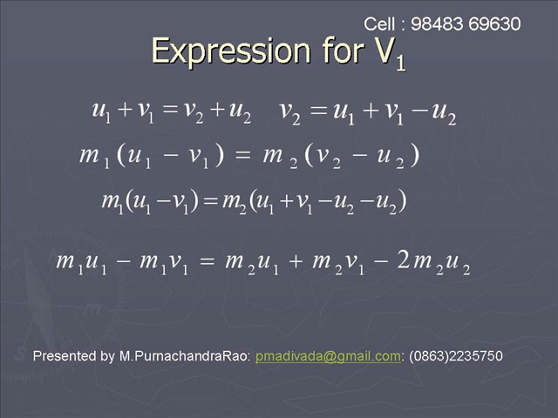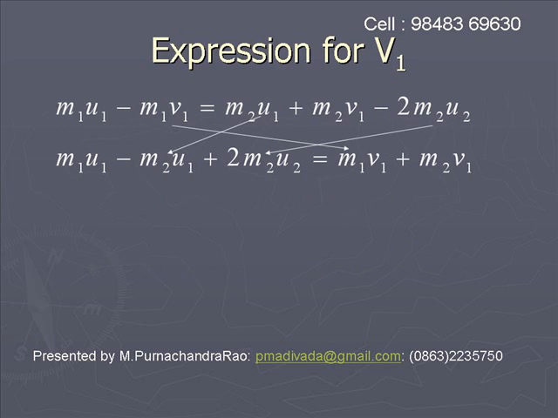That is equal to m1 u1 minus m1 v1 is equal to m2 u1 plus m2 v1 minus 2 m2 u2. Let us further simplify this. m1 u1 minus m1 v1 is equal to m2 u1 plus m2 v1 minus 2 m2 u2.